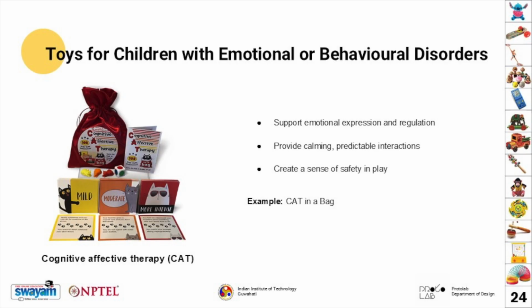The cognitive affective therapy in a bag is also a great example of emotion regulation. Children with emotional or behavioral challenges may struggle with regulation, anxiety, or impulse control. For these children, play can either escalate emotions or help regulate them. Its soft materials and enclosed format create a sense of containment and safety. The act of reaching in and exploring is slow and grounding.